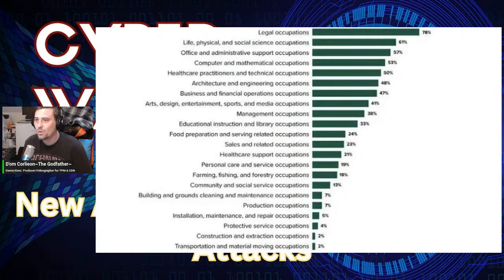I don't know if I quite get the food preparation and serving related occupations, just for the simple fact is, yeah, I may be programmed how I like my steak, but I highly doubt it's going to have that quote unquote human touch, the chef touch.